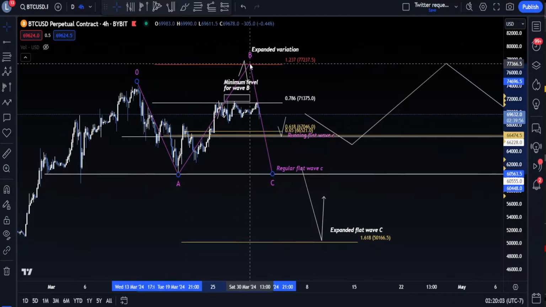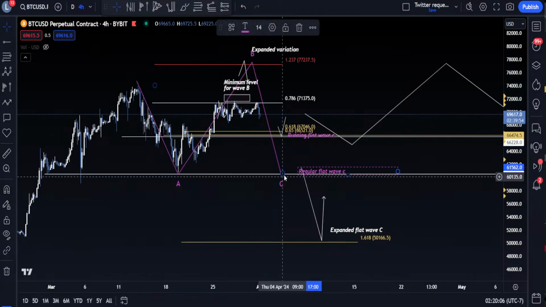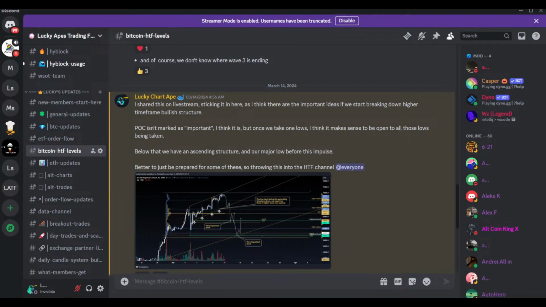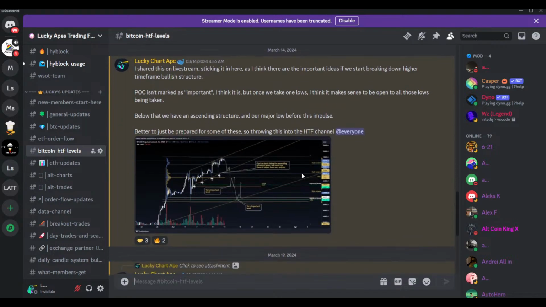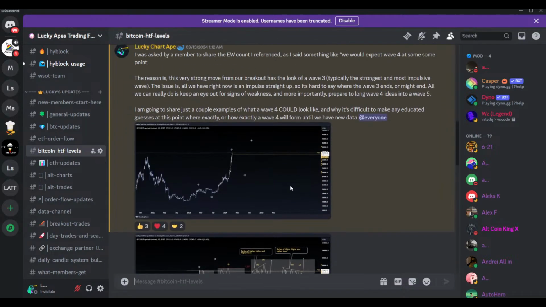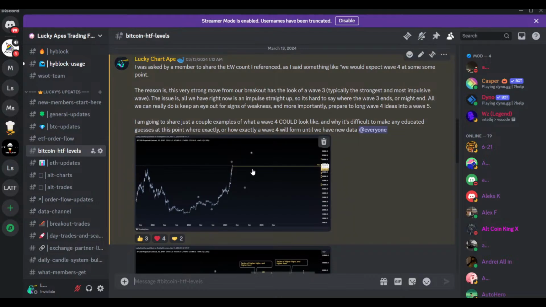Now, of course, this was drawn out at another time. It's such a compelling idea from a structure perspective, and it's such a compelling idea from an order flow perspective. So we're going to just go back to when we were at our all-time highs at 73,000 before we rejected back to 60,000. And at the time, so this is back over 2 weeks ago, this was my update in the Discord in the high time frame levels channel.